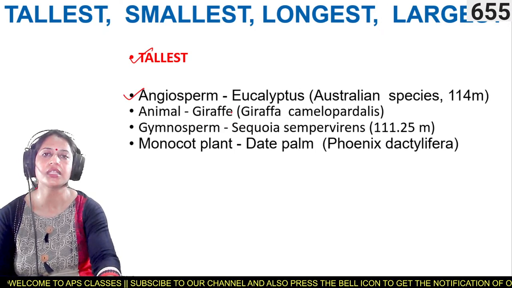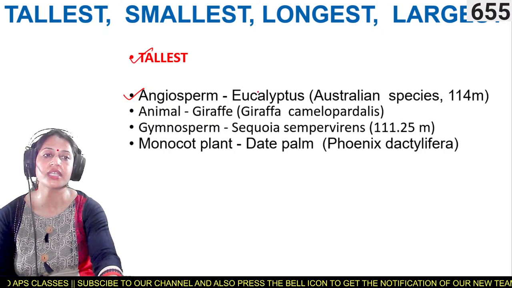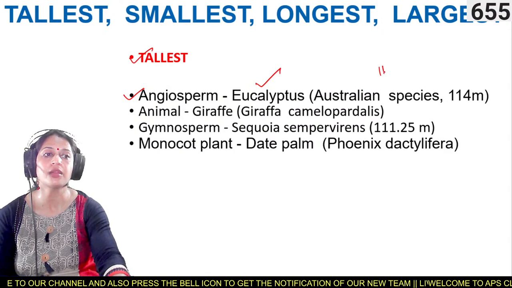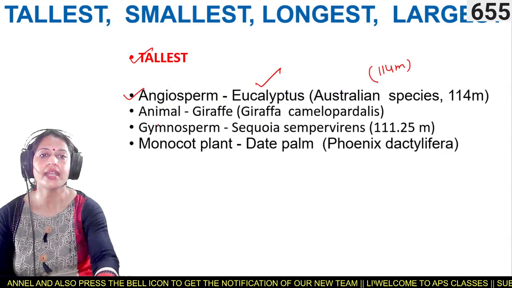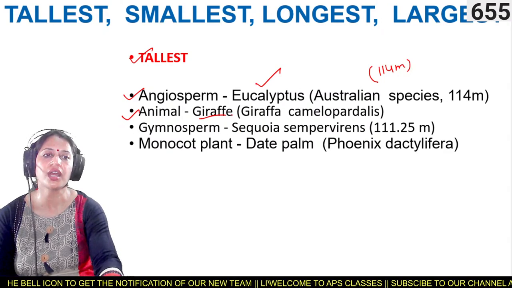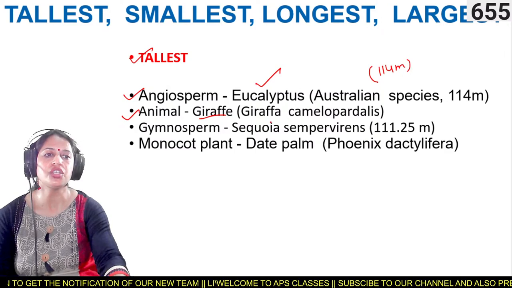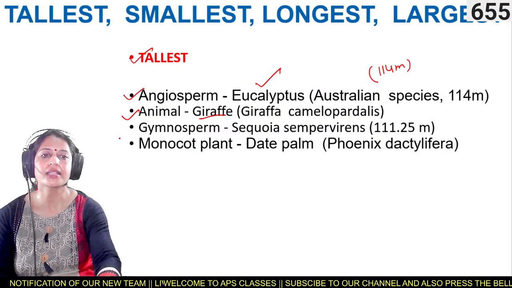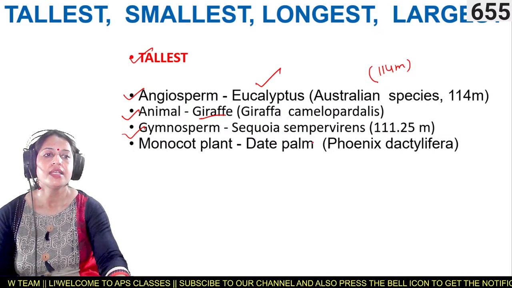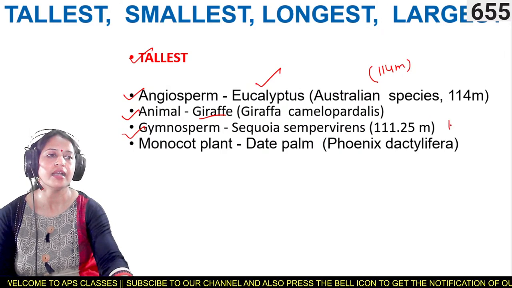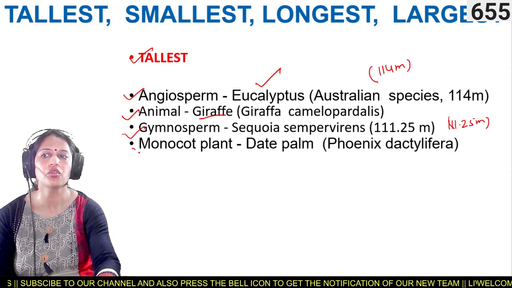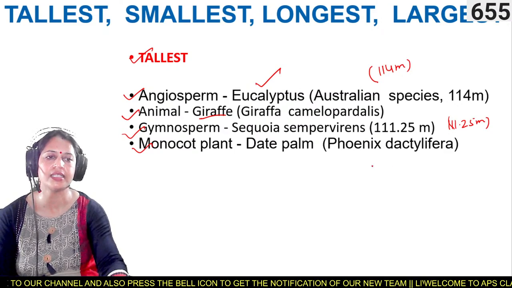First, tallest angiosperm, that is eucalyptus, the Australian species, and the height is near about 114 meters. Next is animal, that is the giraffe, the tallest animal, and its scientific name is Giraffa camelopardalis. Next is gymnosperm, the tallest is Sequoia sempervirens, and the height is near about 111.25 meters.